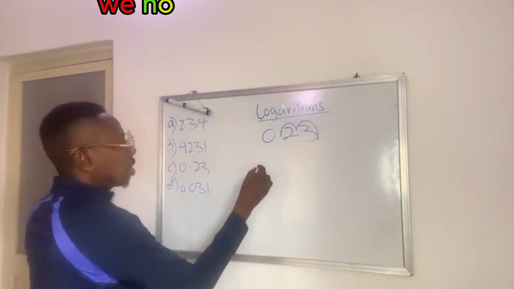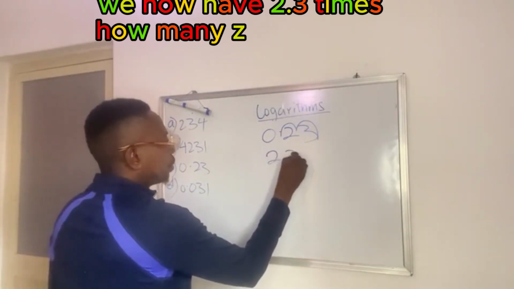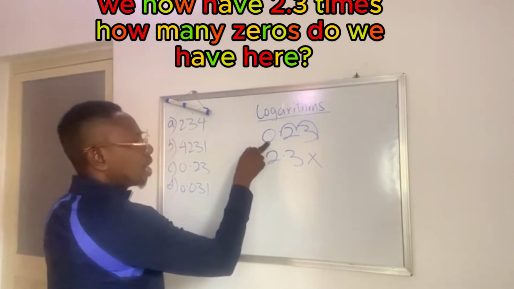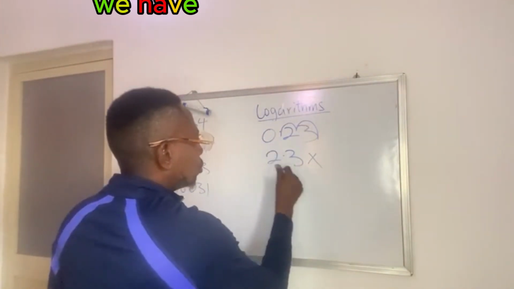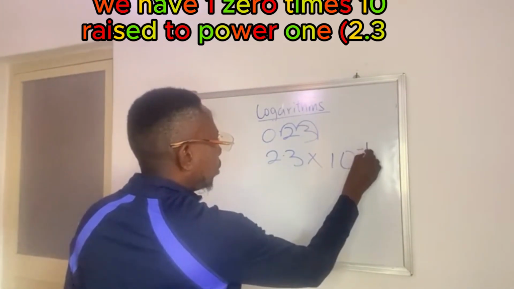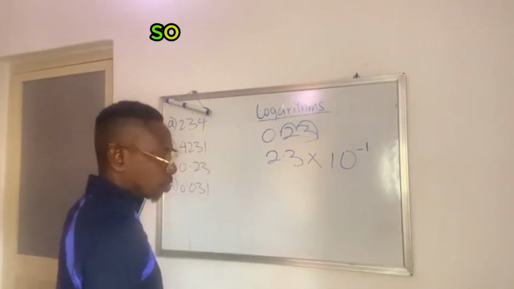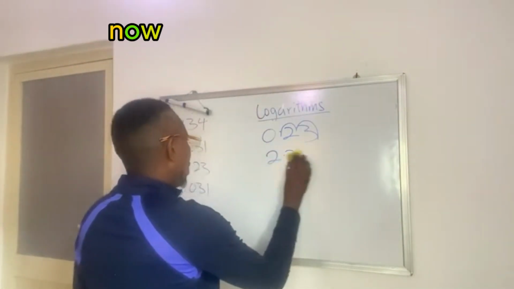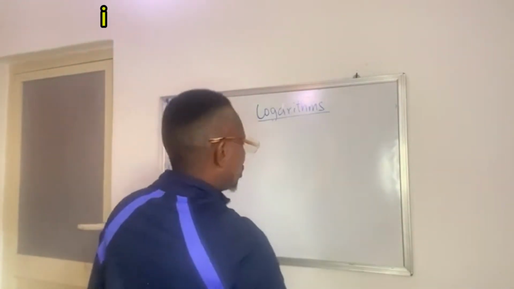Now we have 2.3 times, how many zeros do we have here? According to the laws we follow, we have 1 zero, times 10 raised to power minus 1. So easy as that. Now the last one is very easy.